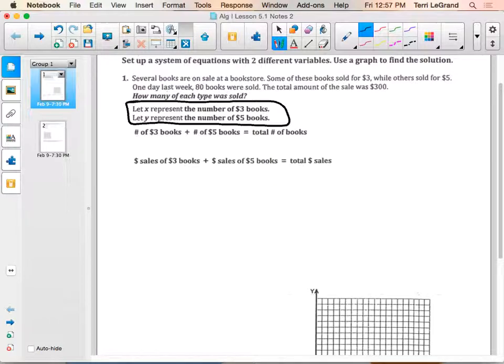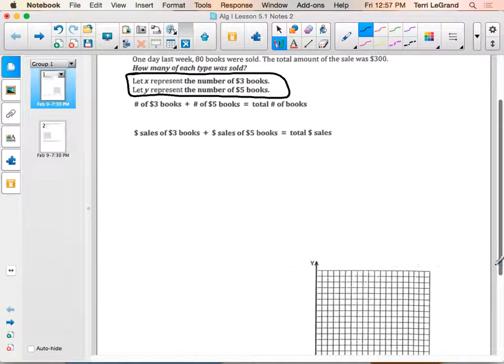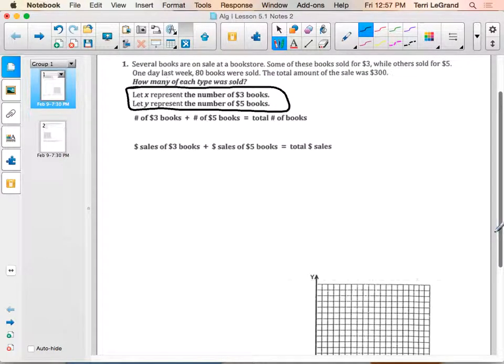Could there be different numbers? Like they could have sold, no, I know if it's only 80 books. Yes. Considering that in this situation, there is only going to be one correct answer, okay? We are looking for how many.